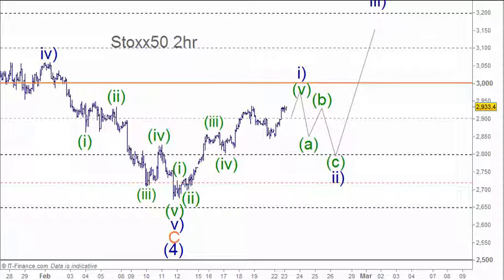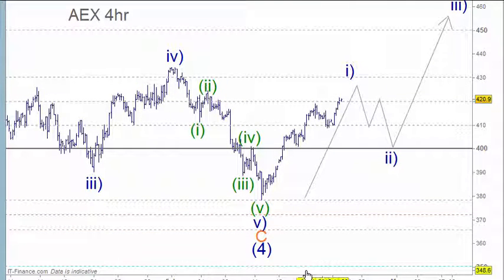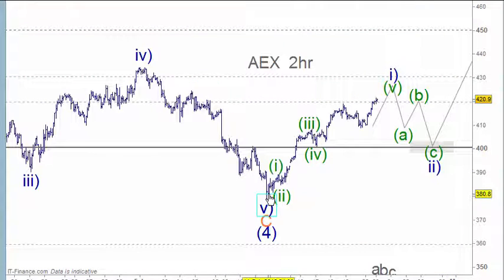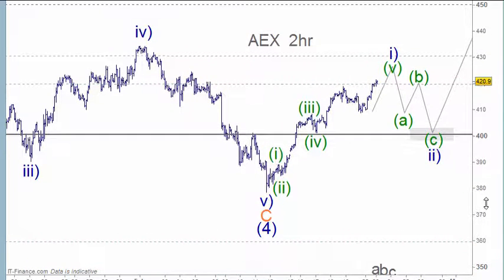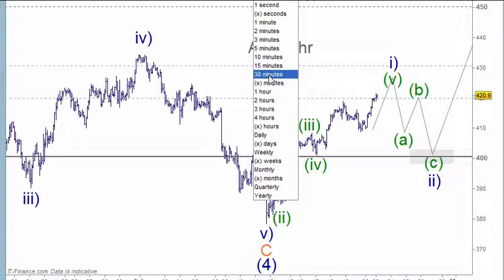If I move over to the AEX, which is always quite good for getting some internal counts working, once again we're looking at wave 4 down here, and we're looking for 5 waves up through to here on this 4-hour chart, then the ABC back, and then moving up from there. So let's move into the 2-hour chart here, and this is how it can be counted from here. So 1 and 2 and 3 and 4, and then 1 and 2 and 3 and 4, and then up for 5 here.